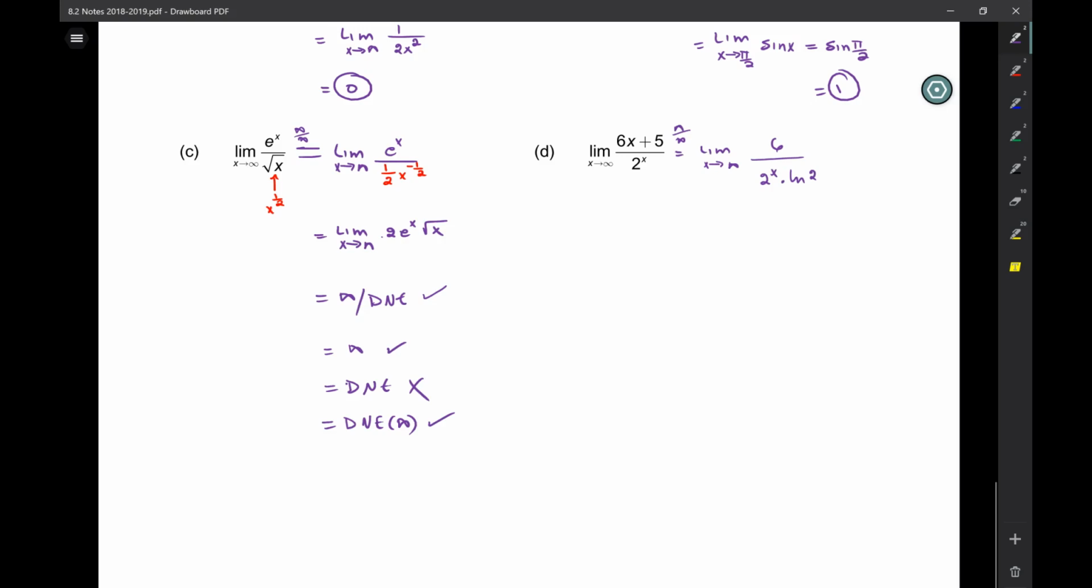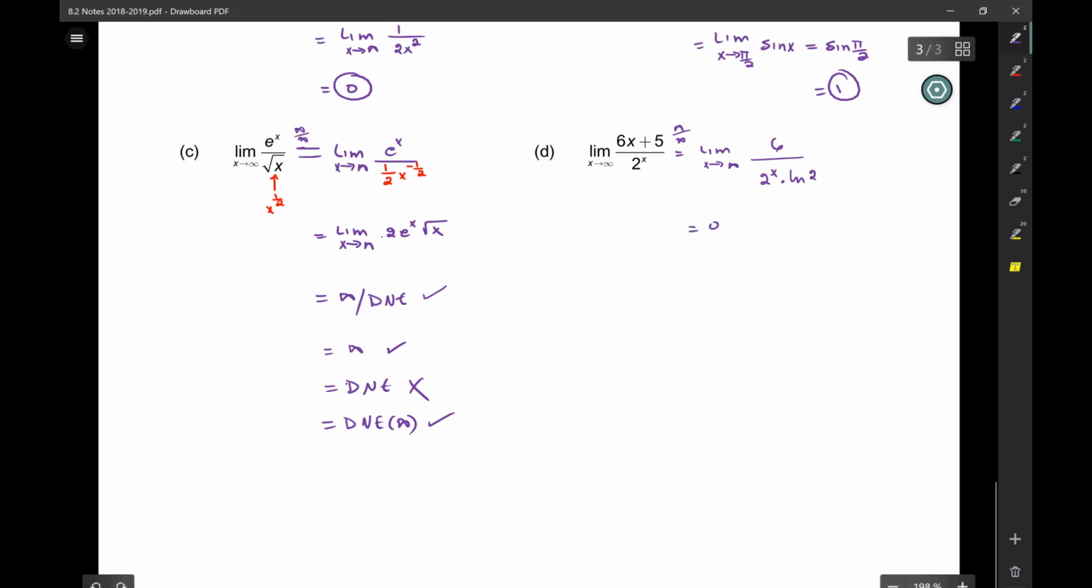So now, as x approaches infinity, you have 6 on top, a constant. Here you have 2 to the infinity, which is infinity, times ln of 2, that's still infinity. So you have 6 over an infinitely large denominator, and that'll be how much for the whole fraction? 0.